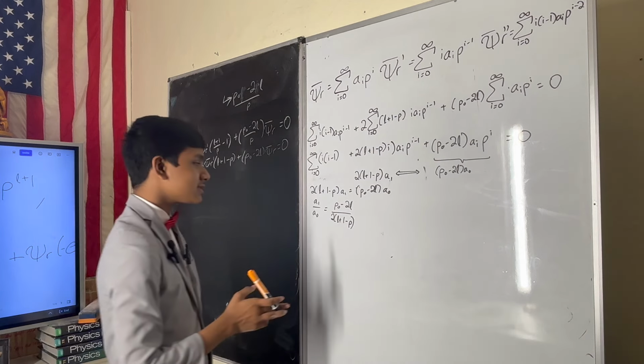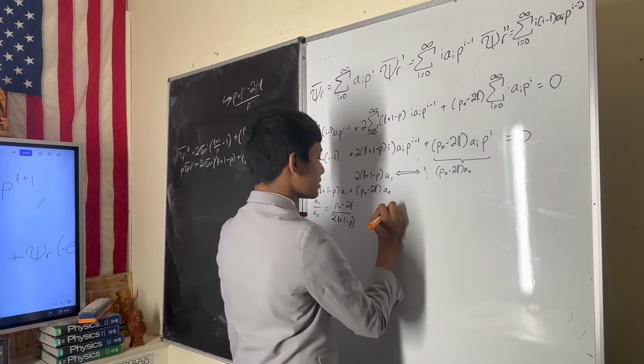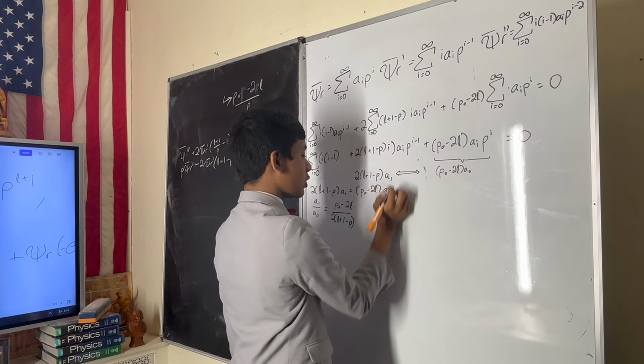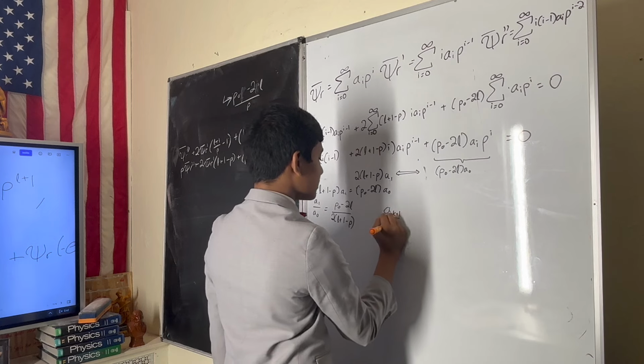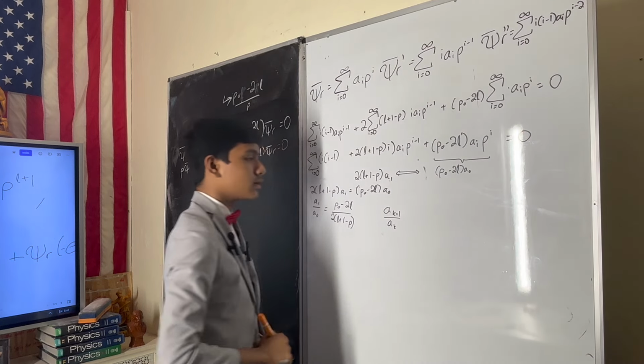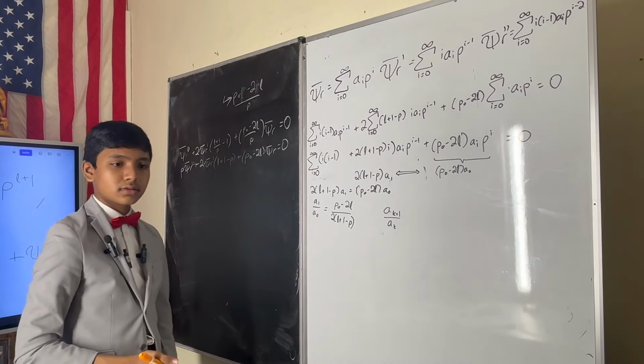So now what's next? Well, we try to establish a connection for some arbitrary number of terms. So what's a_(k plus 1) over a_k?